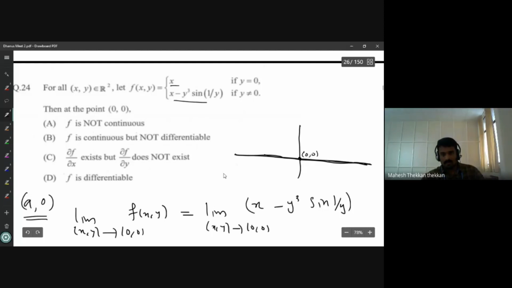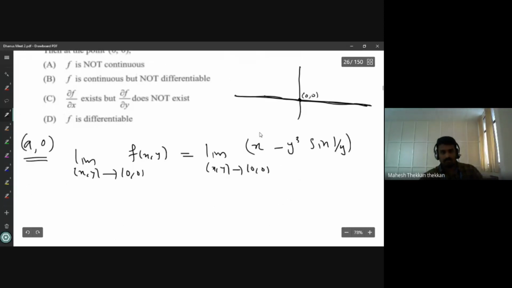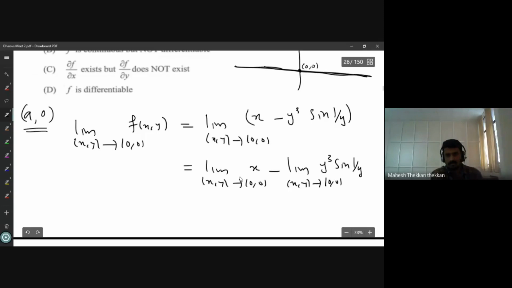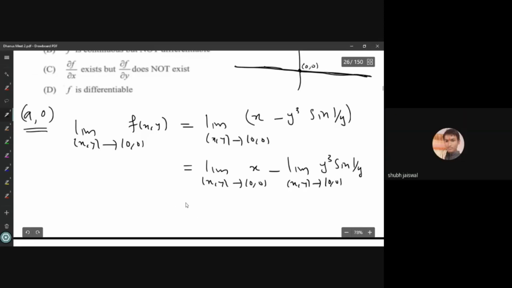I can split the limit into two functions. So what about the first one? The limit as (x, y) tends to (0, 0) of x, minus the limit as (x, y) tends to (0, 0) of y cube sine 1 by y. What is the limit of the first one? The limit of x as (x, y) tends to (0, 0) is 0.